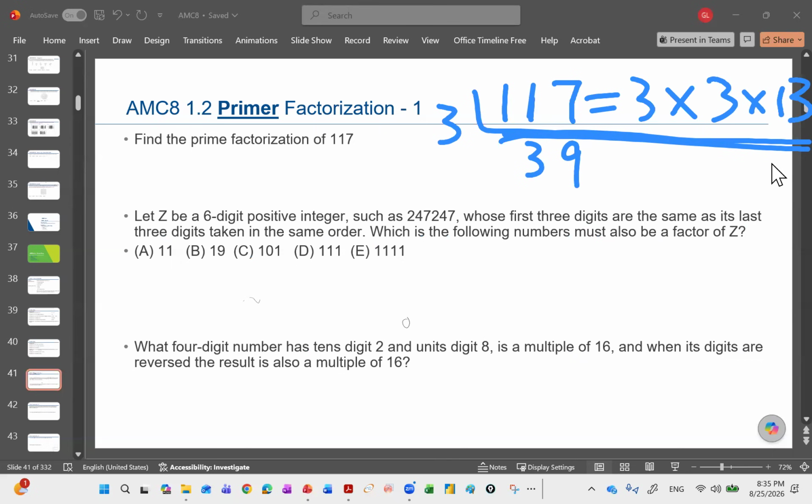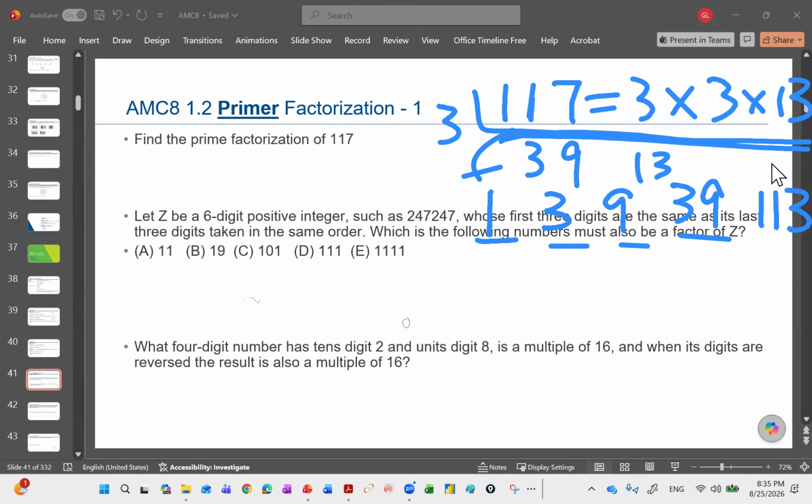Okay, so what are the factors? You can list all the potential factors: 1, 3, 9, and 39, right? What else? Oh, we missed 13. I forgot, right? 13. And the rest, 1 and 117, right? Make sense? So have 1, 2, 3, 4, 5, 6. We have 6 factors.